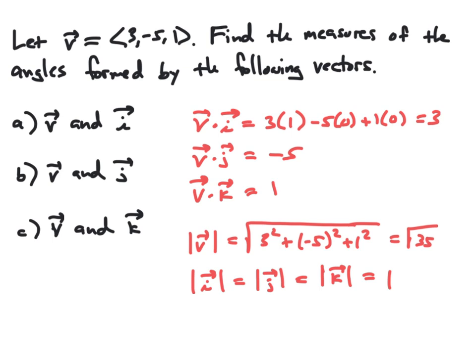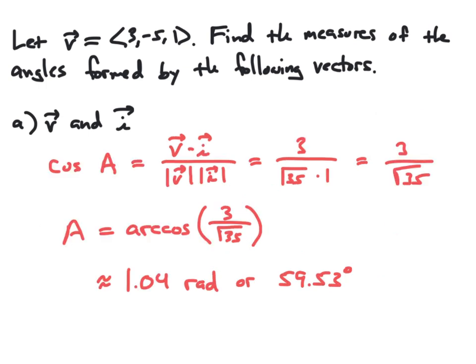The magnitude of v is easily computed using the magnitude definition. This would be the square root of 3 squared plus -5 squared plus 1 squared, which is the square root of 35. And the magnitude of i, j, and k will all be equal to 1, since those are all unit vectors. We now use all of these values to find the angles between the given pairs of vectors.